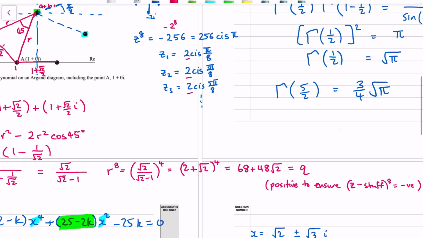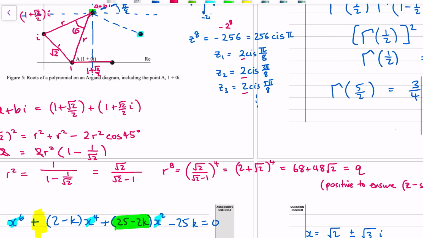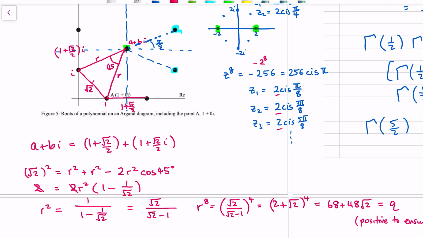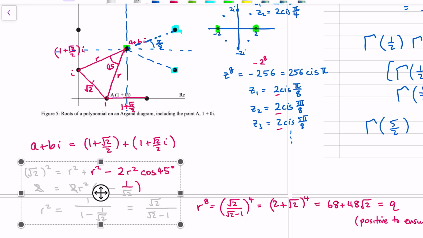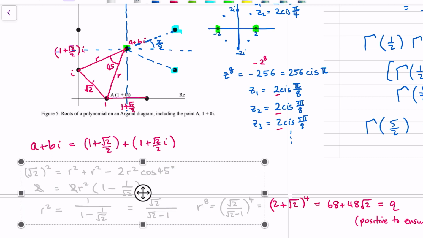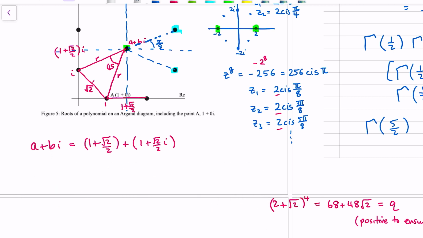There is one other thing you could do in this problem, and we never used the z equals 1 root. If you wanted to, you'd have to know that the centre was equal to a plus bi, but you could have subbed in z equals 1 to find that Q value. So let's just get rid of all this stuff and show you one last way before this video ends.